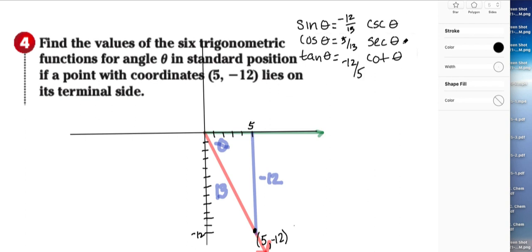Cosecant, secant, and cotangent, my friends, because they are just reciprocals, will be 13/12, the reciprocal of sine. This is going to be the reciprocal of cosine, so that's 13/5. And this guy is going to be the reciprocal of tangent, which is going to be negative 5 over 12.